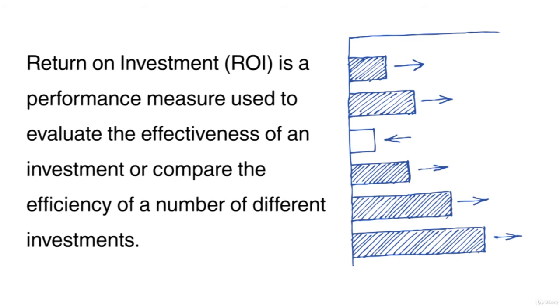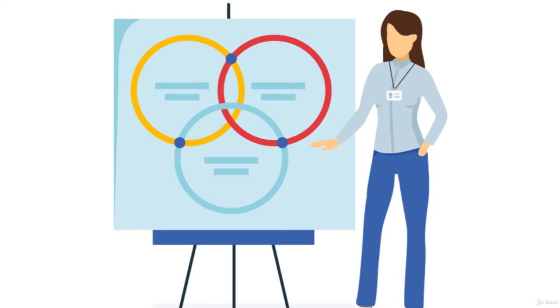Return on investment, also known as ROI, is a performance measure used to evaluate the effectiveness of an investment or compare the efficiency of a number of different investments. ROI tries to directly measure the amount of return on a certain investment relative to the investment's cost.